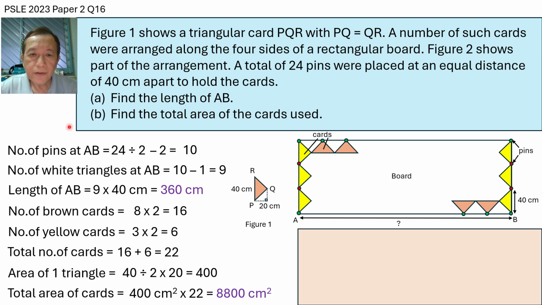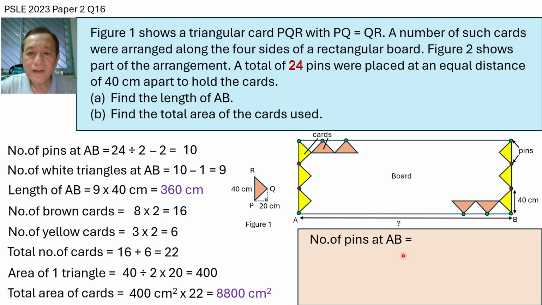Next, we check. The strategy of checking is to start with the answer and work towards a target in the question. Here I've chosen 24 pins, the total number of pins, to be the target. The idea is to start with 360 cm and work towards 24 pins.